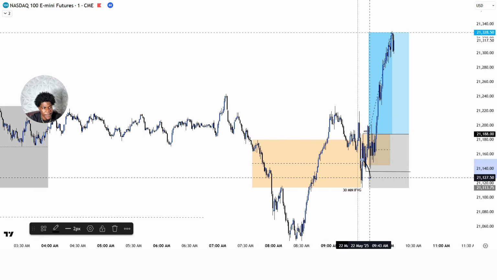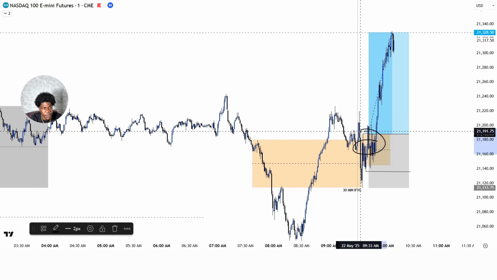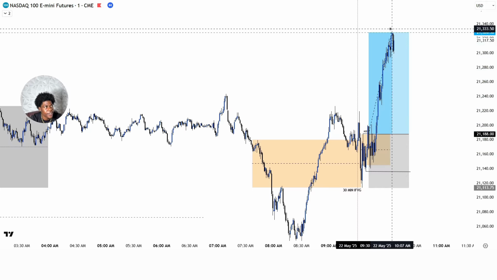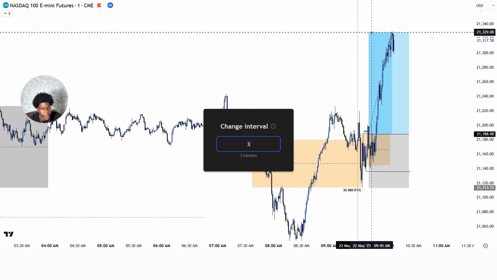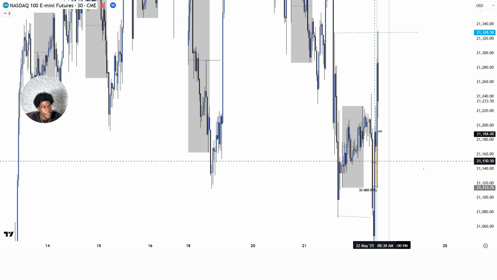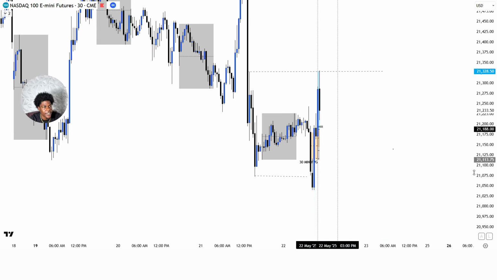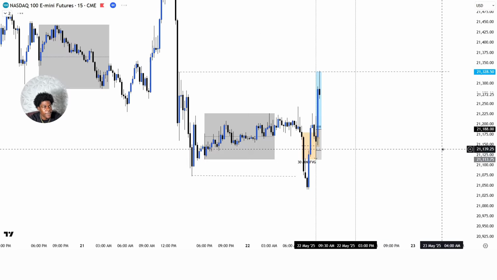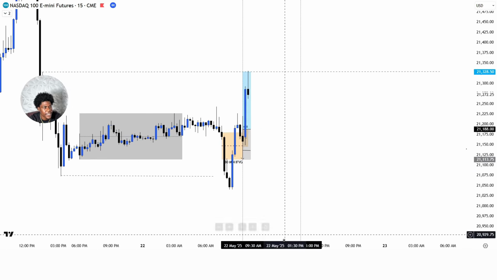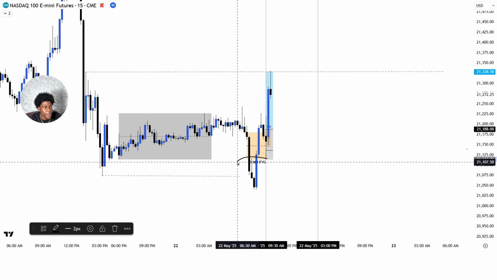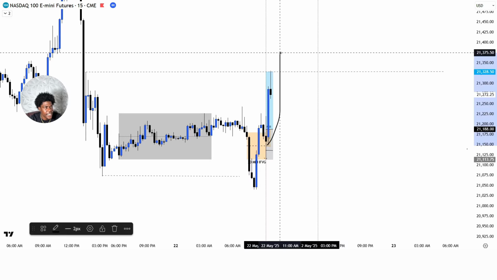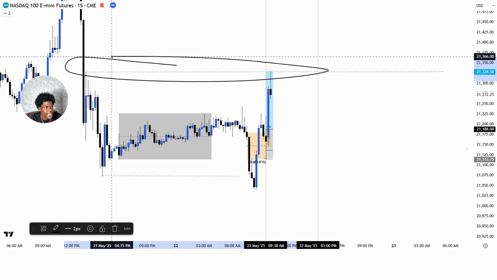Price came back, mitigated my zone, my breaker, to then extend higher to fill in that 30-minute fair value gap. Let's get back up to the 30 minutes. Perfect, as you can see right here, clean. Let's go on to 15 minutes. Perfect. Price came back, mitigated that 30-minute IFVG to then extend higher, to fill in that zone.